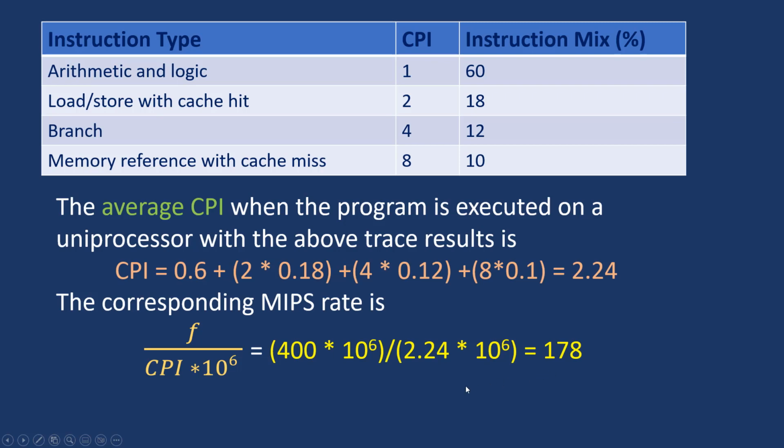This is the example in your textbook, example 2.2 on page 51. That is for the CPI and millions of instructions per second. Thank you very much. See you next time.